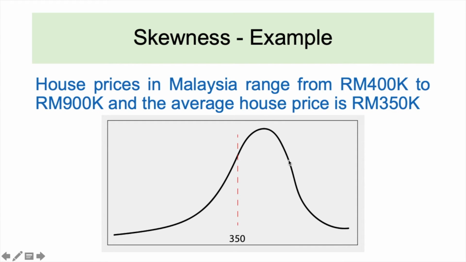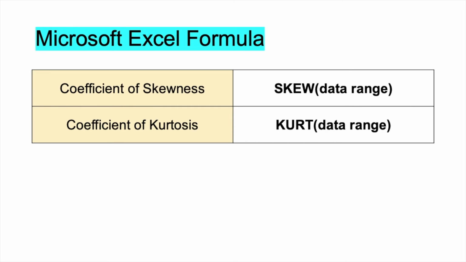We can calculate the coefficient of skewness and the coefficient of kurtosis using Microsoft Excel, and I've given you the formulas over here. The formula to be keyed into Microsoft Excel in order for you to calculate the skewness and kurtosis. So next we move on to Microsoft Excel to calculate the coefficients.